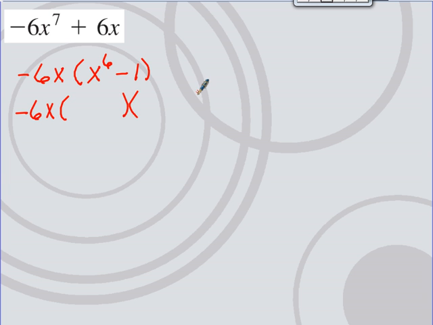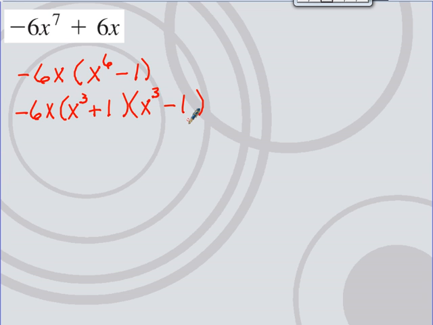Two sets of parentheses. X to the what power, anybody? What multipliers give you x to the 6? X to the third. Good. Multipliers that give you negative 1 will be a positive 1 and a negative 1. Okay, so we factor difference of squares.